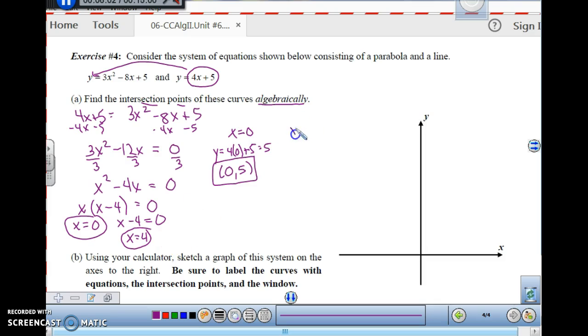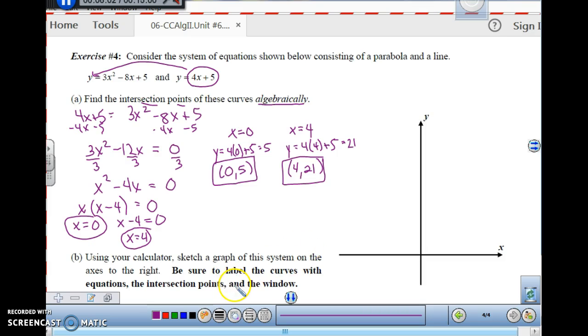My second solution is x equals 4. All right, y is equal to 4 times 4 plus 5, which is 16 plus 5 is 21. So my second point is going to be at the point 4, 21. So that is my solutions to this equation. We found the intersection points of the curves algebraically. The two graphs should intersect at 0, 5 and 4, 21. Okay. So, let's see if we're right.